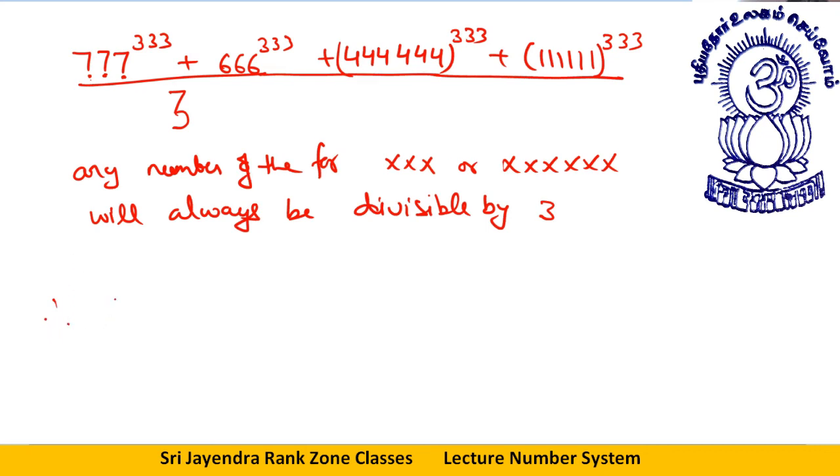Fine, so let me complete this. So this number is divisible by 3. This number is divisible by 3. So that is a multiple of 3 raised to any power.